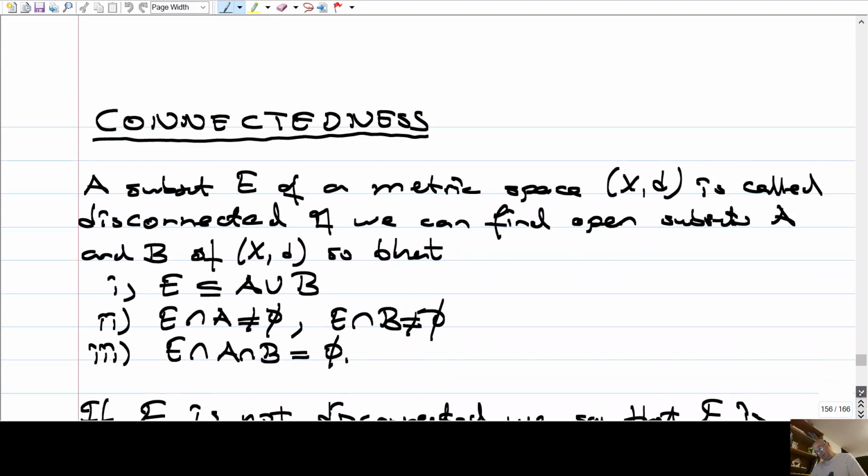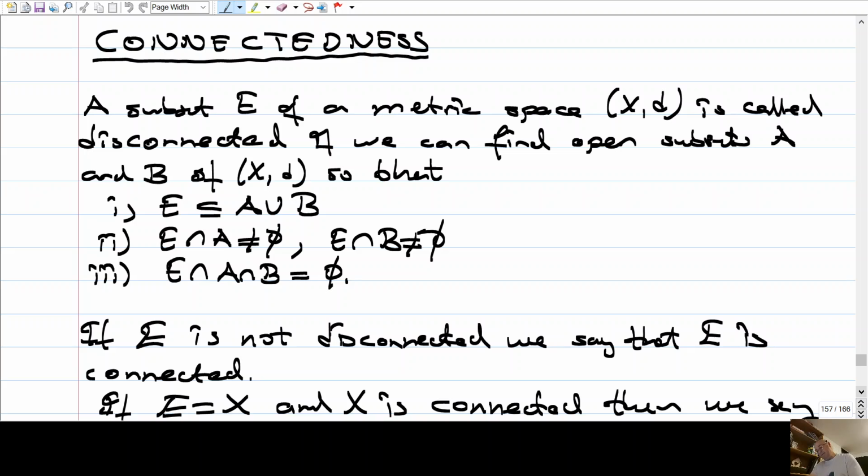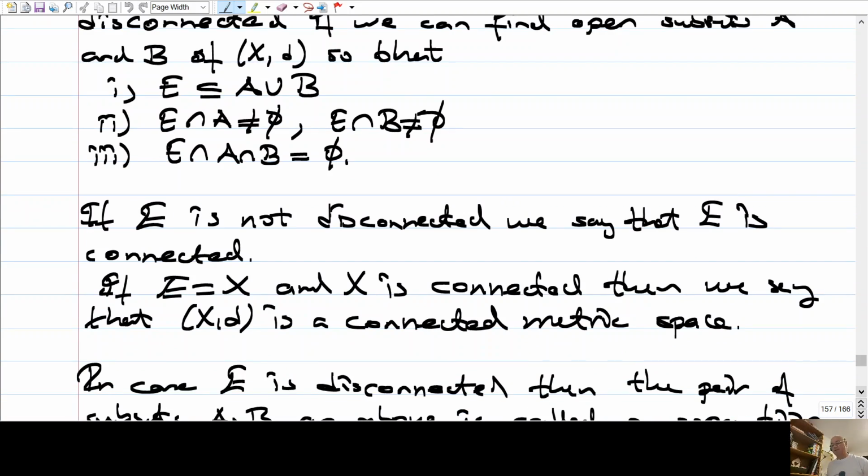Alright, so last time we defined connected subset. A subset is called connected if it can be covered by two open sets so that these open sets do not intersect over E. If we have two open sets like this, we call that a separation for E. And if E is not disconnected, we say that E is connected. And if E is the metric space itself, then we say X is connected or X is disconnected, depending on whether you can find such open sets or not.